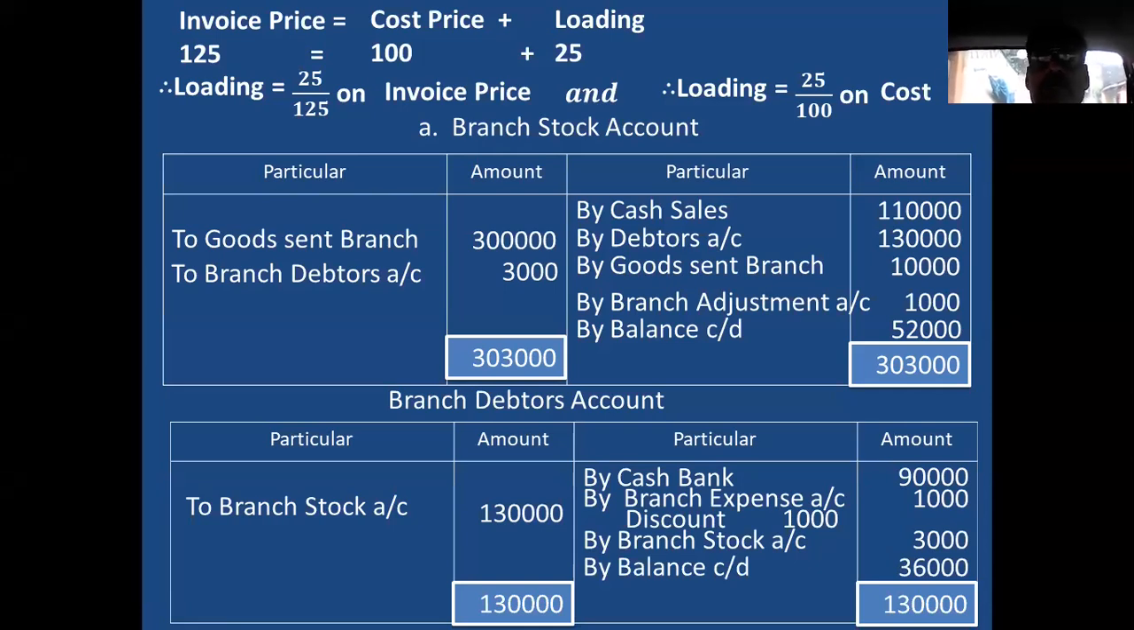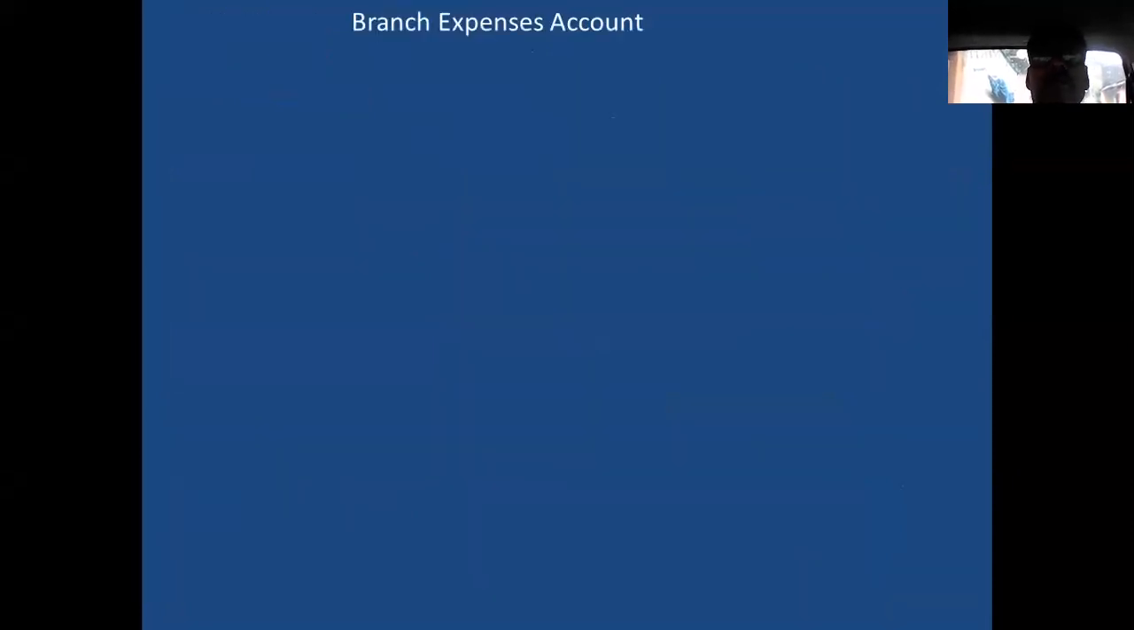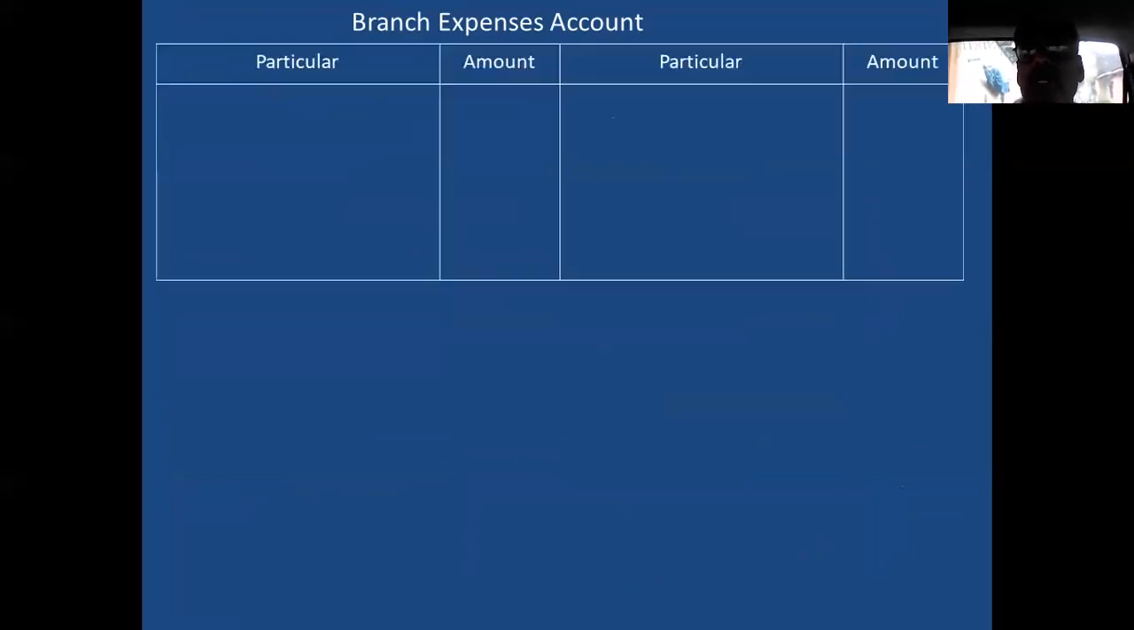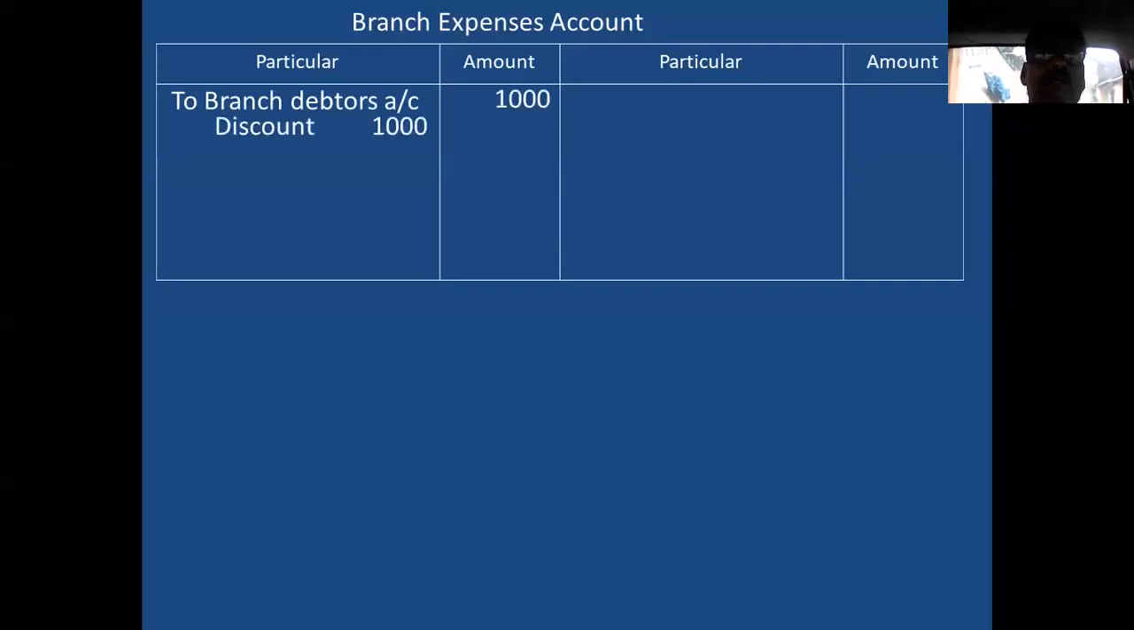Okay, debtors account completed. Then third account is expense account, branch expense account. Branch expense account is very simple. Debit side only two items. One is to debtors account, another is to cash. To branch debtors account, under that you write expenses recorded in the branch debtors account. Only one expense is there, that is the discount.